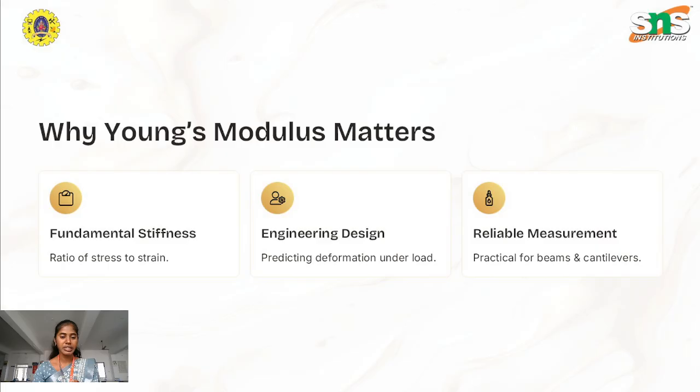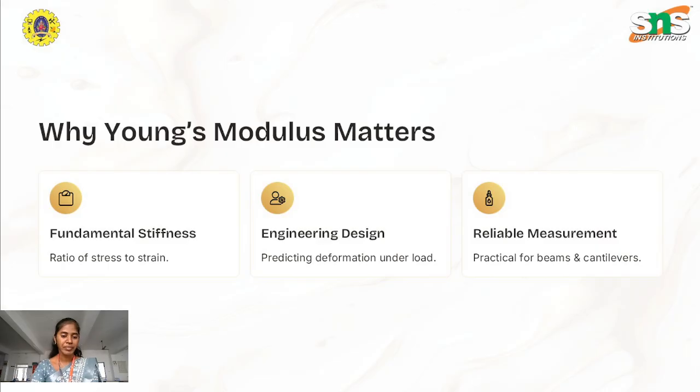Uniform bending is nothing but the force applied to both ends of the material. In non-uniform bending, the load is applied only in the middle portion or only at one edge. That is called non-uniform bending. In this video, I am going to explain the case study on Young's modulus by uniform bending. So why does Young's modulus matter?